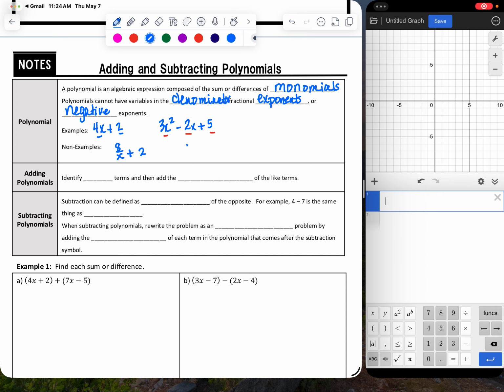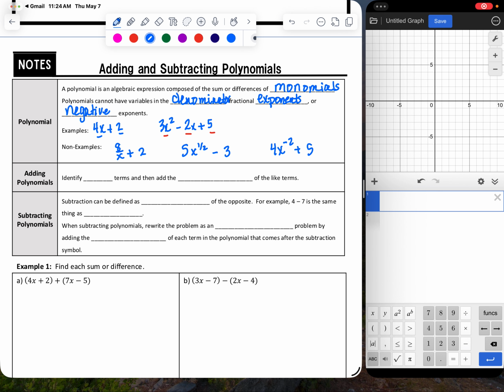If you had something like 5x to the 1/2 power minus 3, yes, that's a monomial minus a monomial, but a polynomial cannot have a fractional exponent. And finally, if you had something like 4x to the negative 2 power plus 5, that would not be a polynomial either because there's a negative exponent.